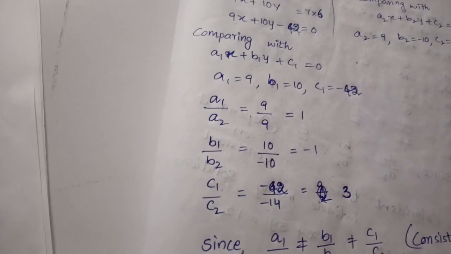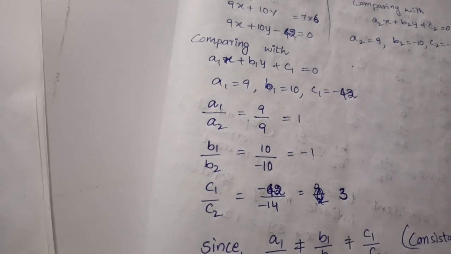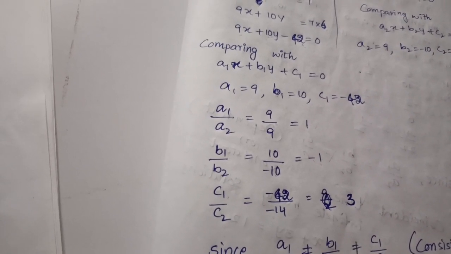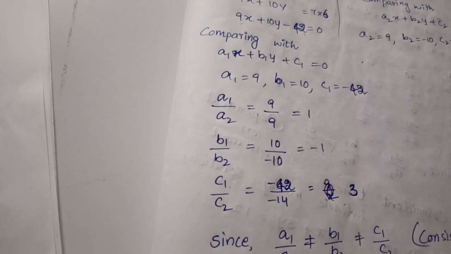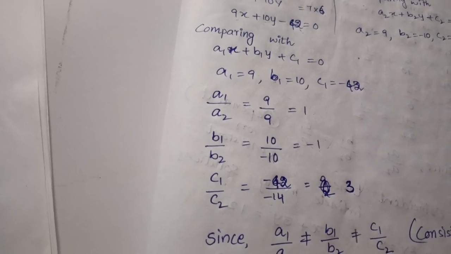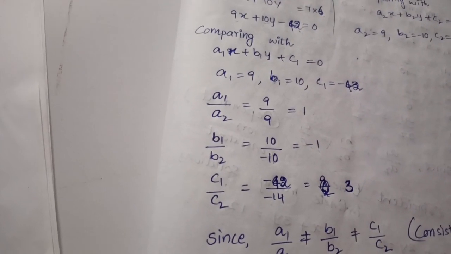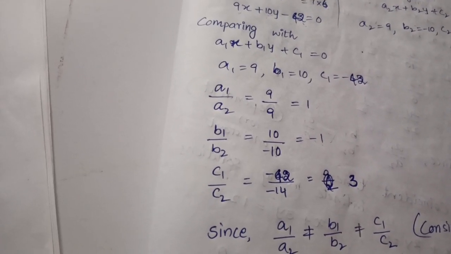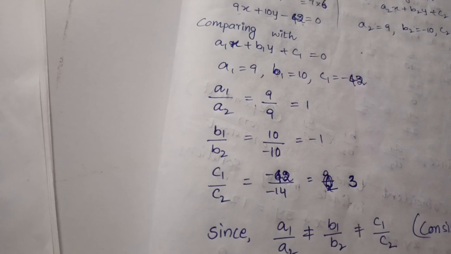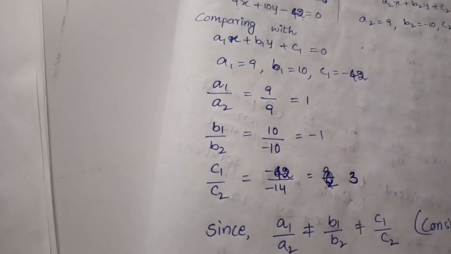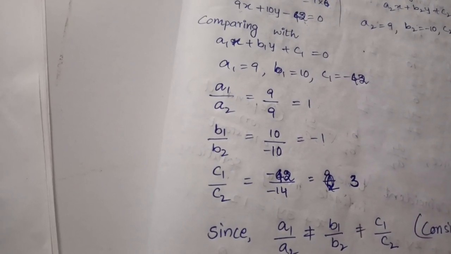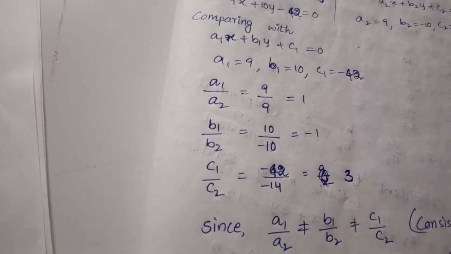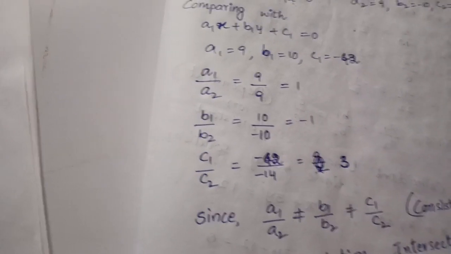Okay. In the problem it is asked which are consistent, which are inconsistent. Consistent lines means at least one solution. At least one solution means there are intersecting lines. Those lines have only one solution. The lines are coincident lines. Those lines have many solutions.